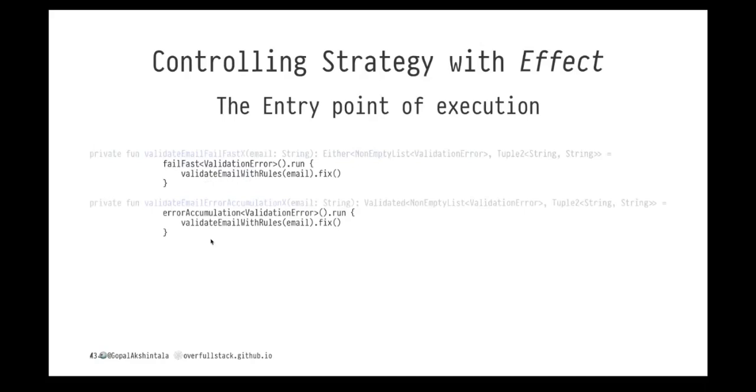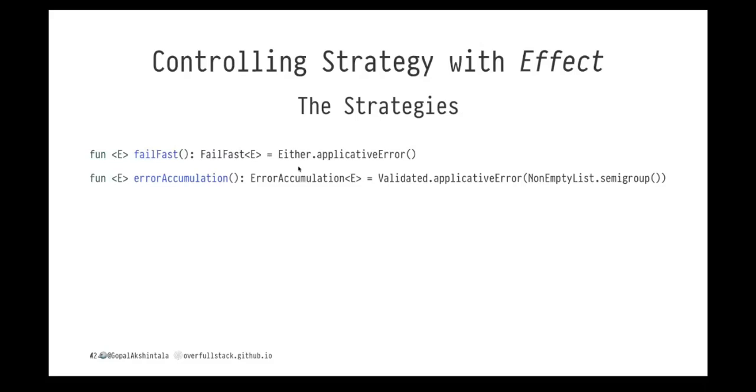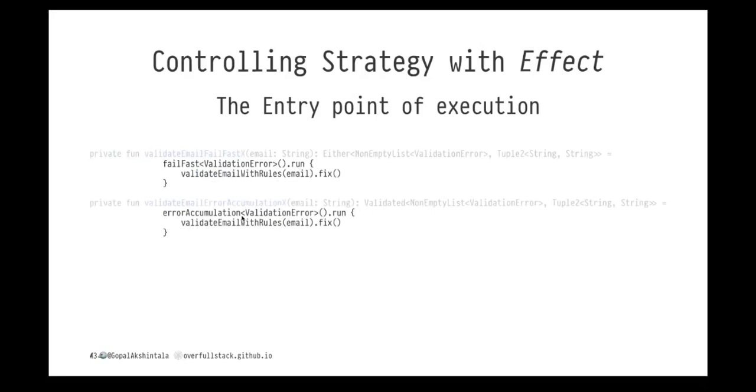So what you're seeing is, hey, run this validation in fail fast mode. And for this, I have taken the fail fast is this that we have seen before. I was using either applicative error. That's the effect here. And when I'm doing accumulation of errors, I'm using this validated of applicative error.